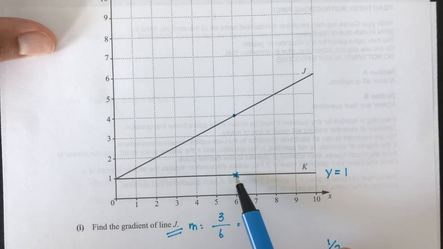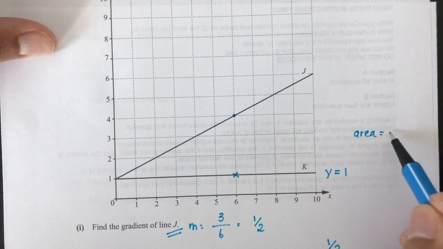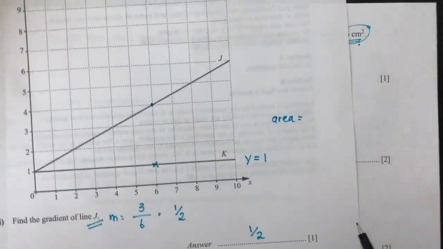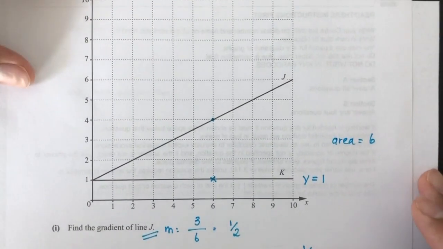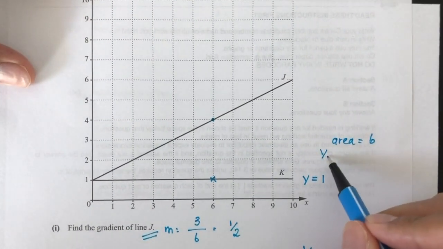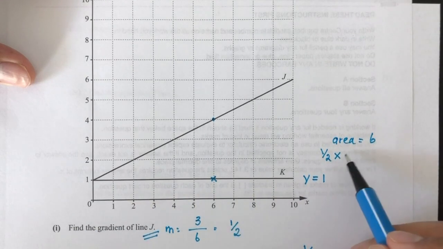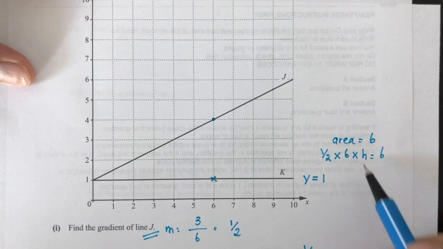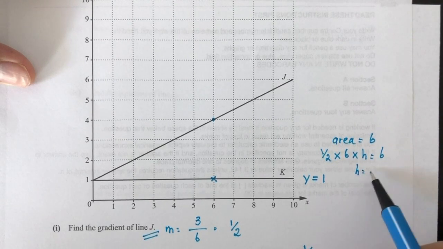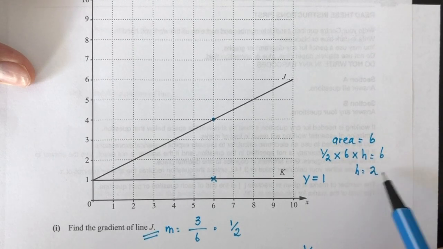So how can you draw the line so that the area needs to be 6 centimeters squared? How do you usually find the area of a triangle? You do half times base. The base needs to be 6, times height, equal to 6. So what is the height? If you simplify, the height needs to be 2.